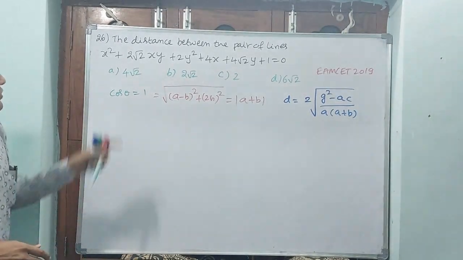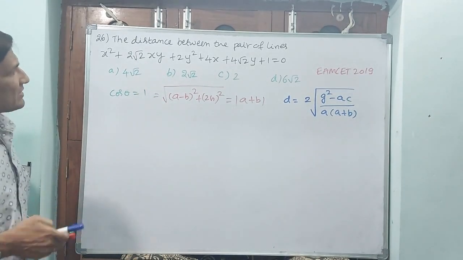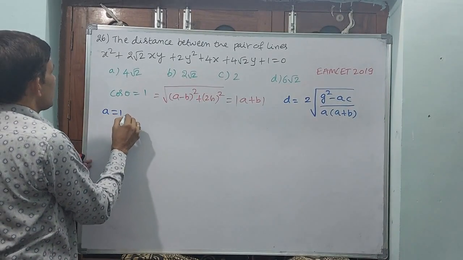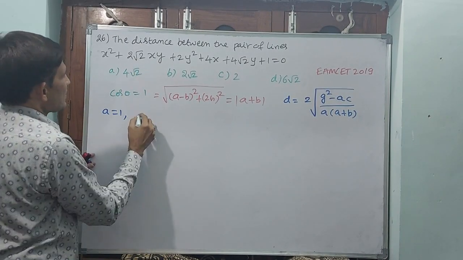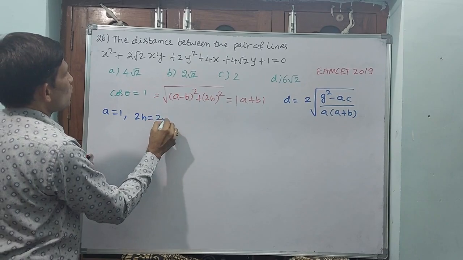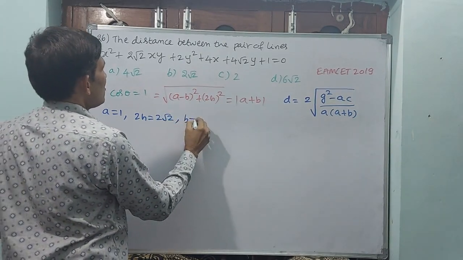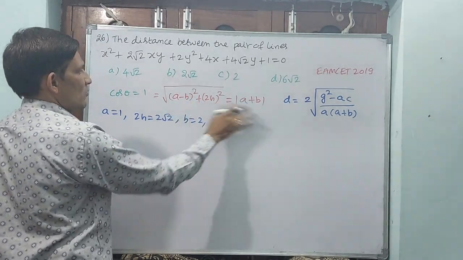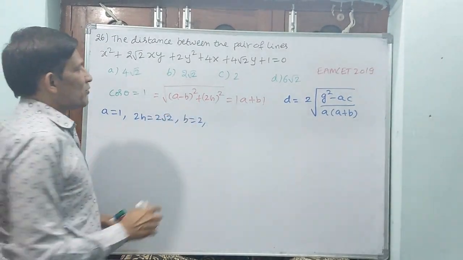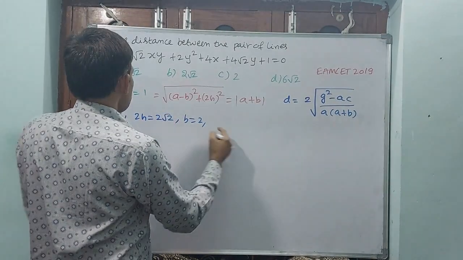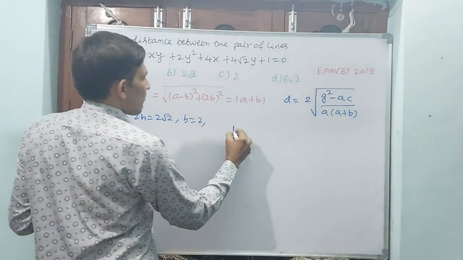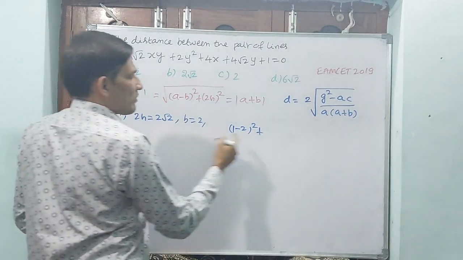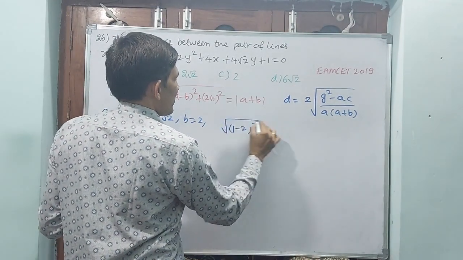Okay, now see, from this you bring this data. See, A is how much? A is 1. 2h is how much? 2h is equal to 2 root 2. B is equal to 2. AB 2h, that's all. Okay, now substituting this. See what I am writing? A minus B whole square, see, 1 minus 2 whole square, 1 minus 2 whole square plus 2h whole square. 2h whole square means 8 will come under root.